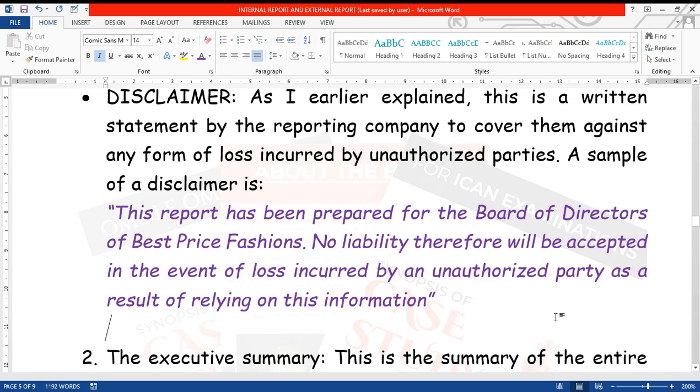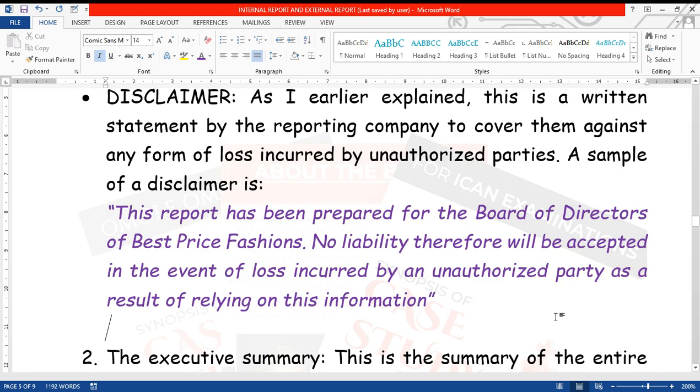You cannot collect anything from us, because we had put a disclaimer in the report that this report has been prepared for the board of directors of Best Price Fashions. No liability therefore will be accepted in the event of loss incurred by an unauthorized party as a result of relying on information. Because if you don't put that kind of clause, many people will just be asking you for refunds. Many people will be asking you to reimburse them of any loss that they may have incurred. Do you understand?